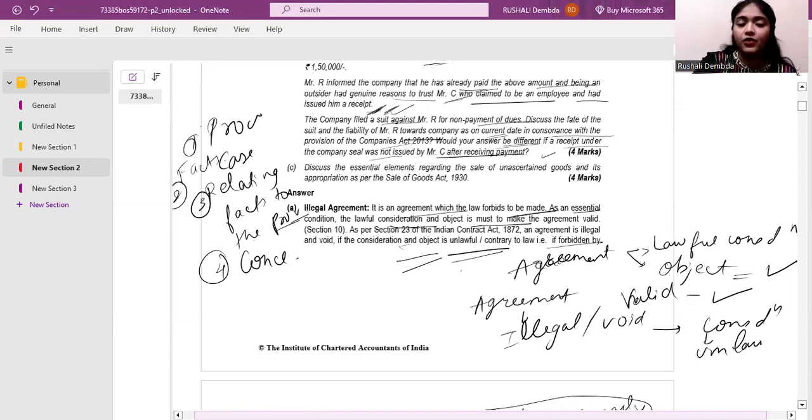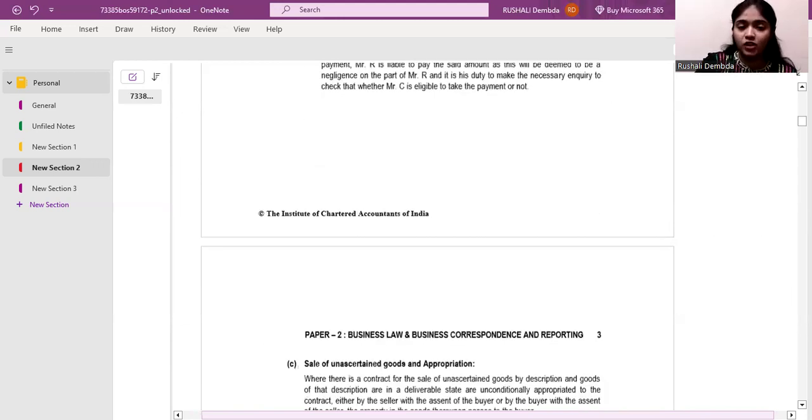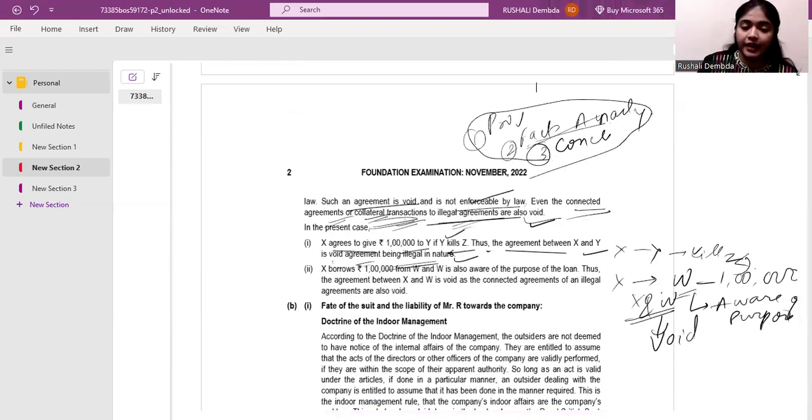In the Companies Act, we have studied the doctrine of indoor management. What things have we studied in it? Let's see. According to the doctrine of indoor management, outsiders are not deemed to have notice of the internal affairs of the company. You have to first define the doctrine. They are entitled to assume that the acts of the directors or other officers of the company are validly performed. We have to believe that all the acts done by the company are done rightfully and lawfully by its members.